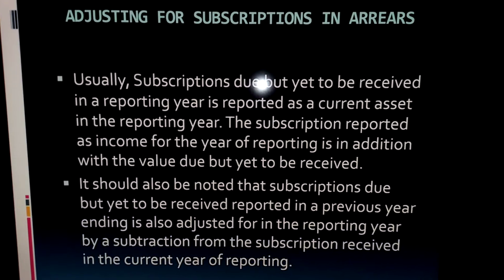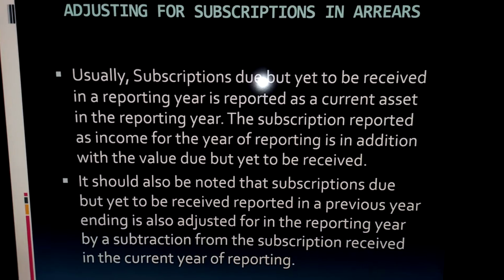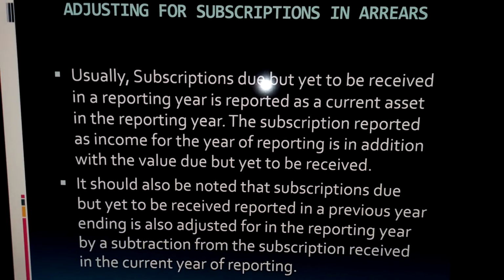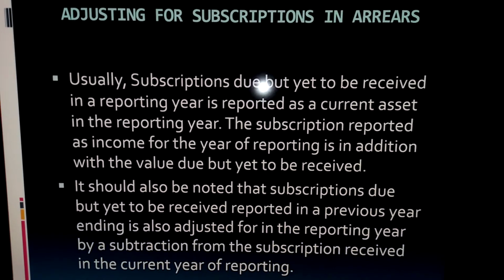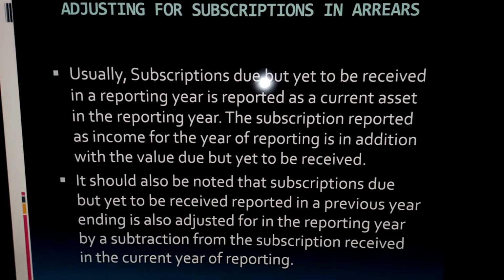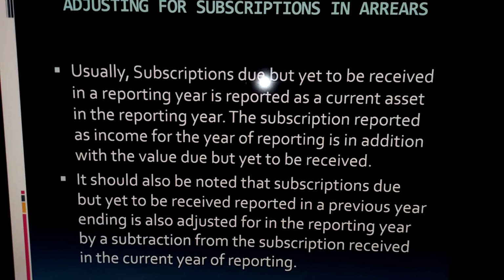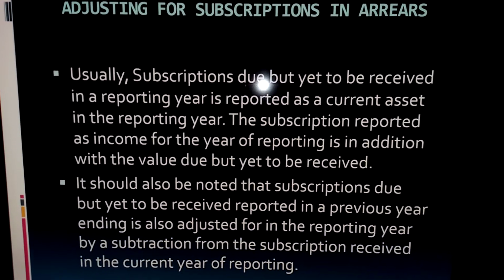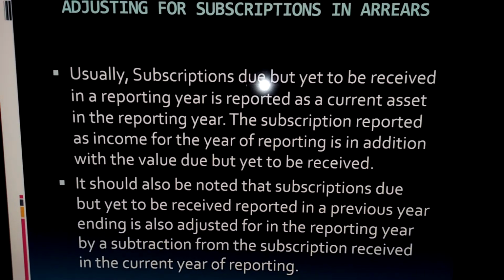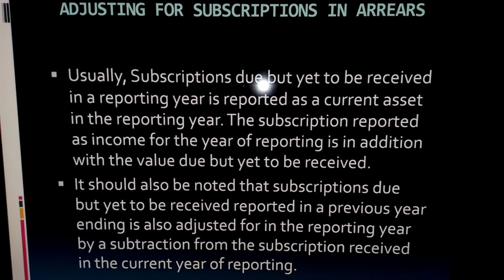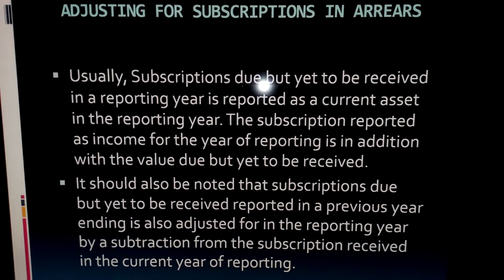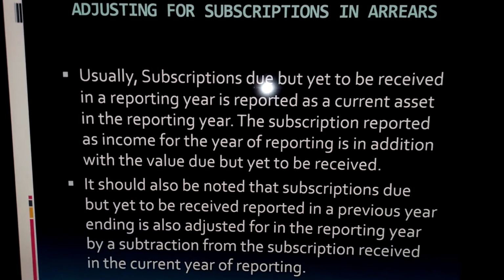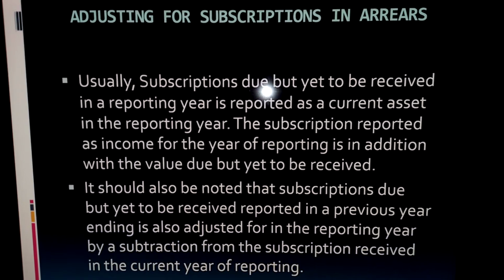So basically what we're saying is that any accrued subscription or subscription in arrears in the year of reporting is added to the subscription received for the year. Then the one at the beginning of the current year of reporting is deducted. So basically what you're saying is that out of the money received for this year, we still have some left that is yet to be received. That is the arrears for the current year.